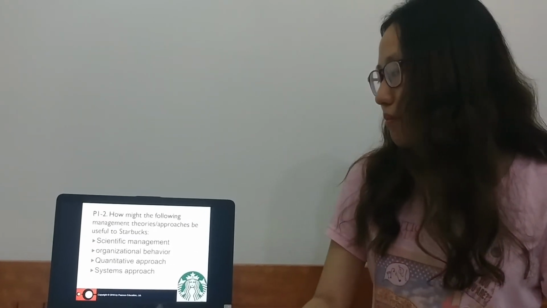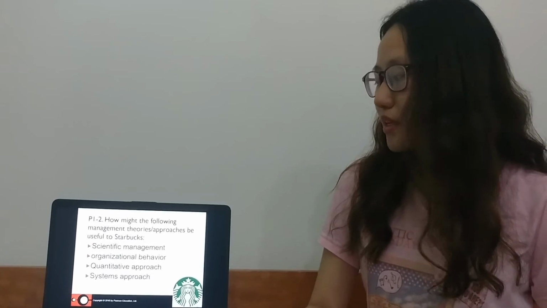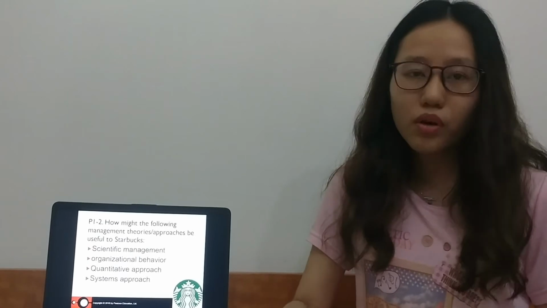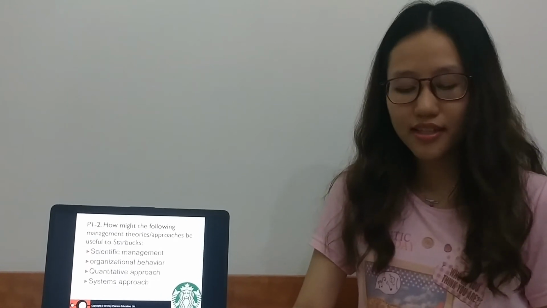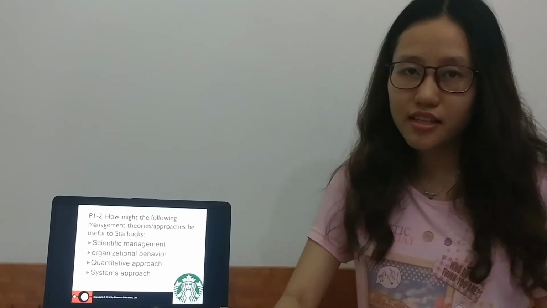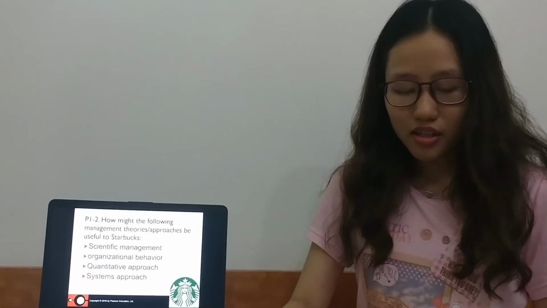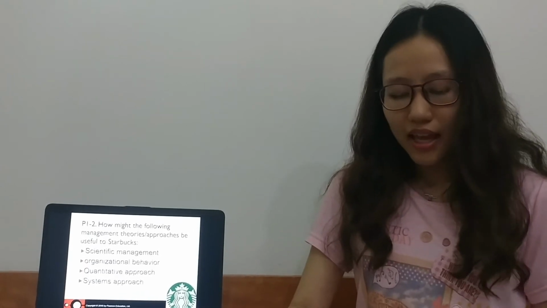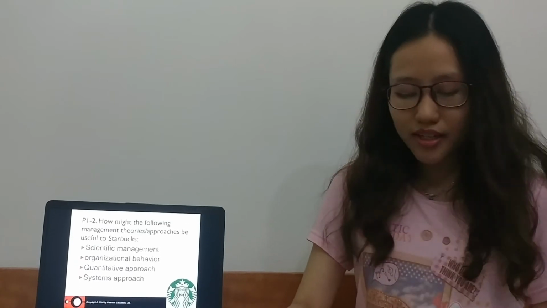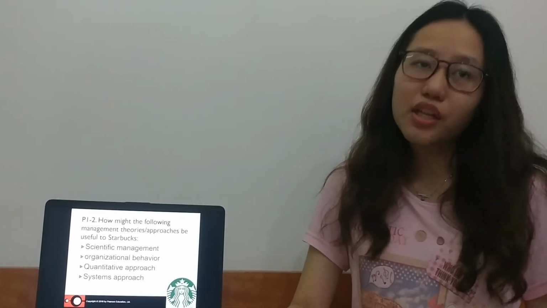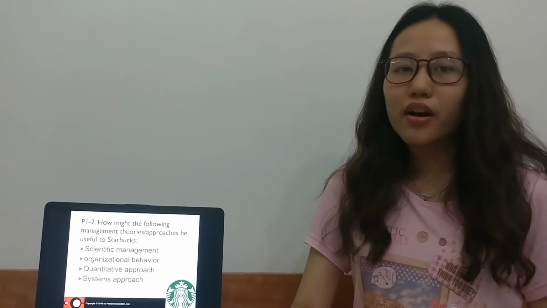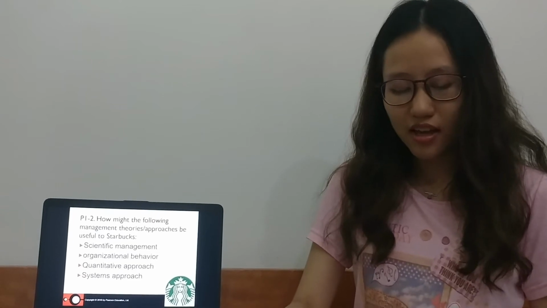How might the following management theories or approaches be useful to Starbucks? Scientific management. This would help the company with increased productivity. Organizational behavior and systems approach. Concerns about working together as a group and harmony in the workplace are the most important thing. These two theories may be useful in attracting new talented partners, and in getting the current partners to work collaboratively and efficiently.